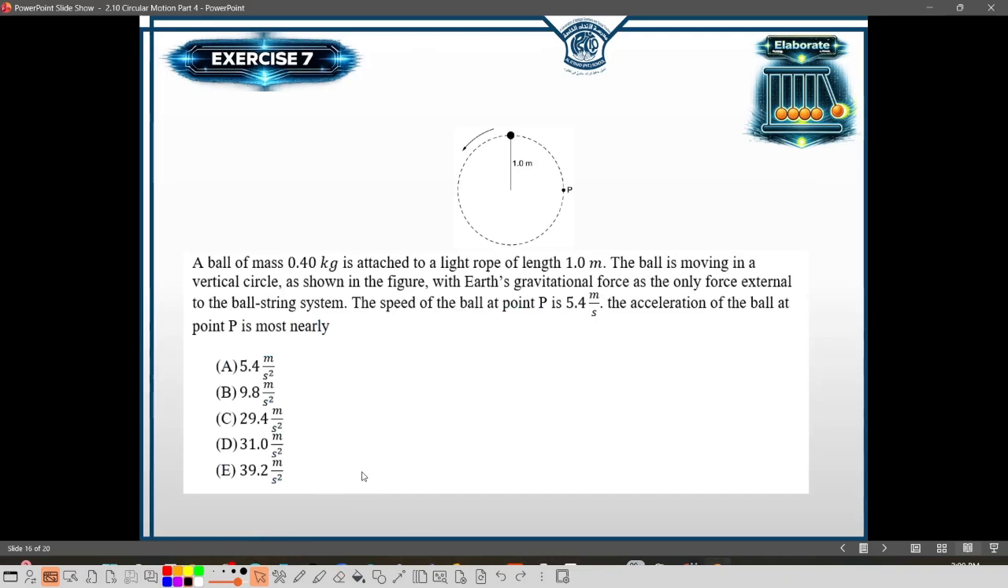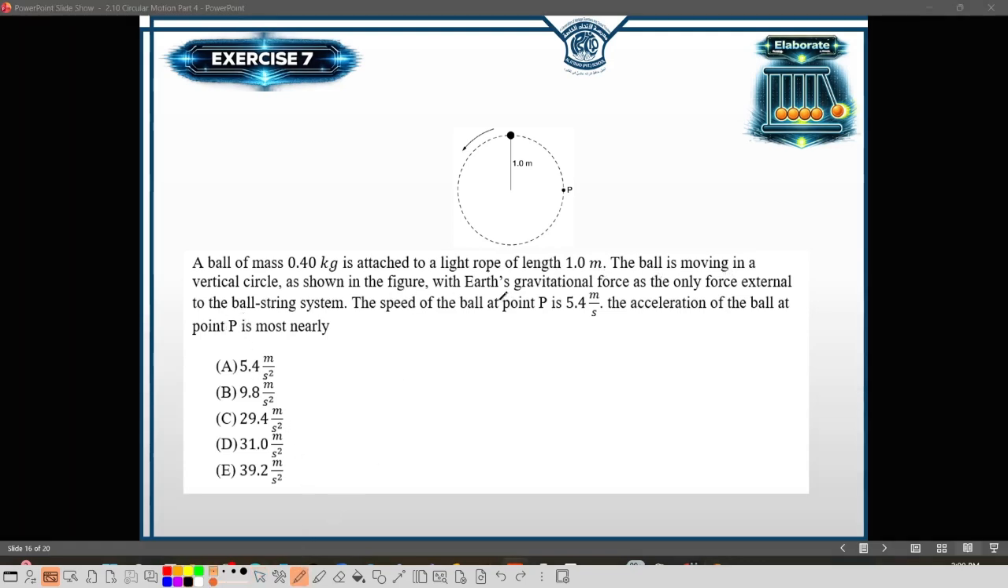A ball of mass 0.4 kilogram is attached to a light rope of length 1 meter. The ball is moving in a vertical circle as shown in the figure. With Earth's gravitational force as the only force external to the ball-string system, the speed of the ball at the point P is 5.4 meters per second. So this is point P, and we have information about the speed here. The magnitude of the acceleration of the ball at point P is nearly what?